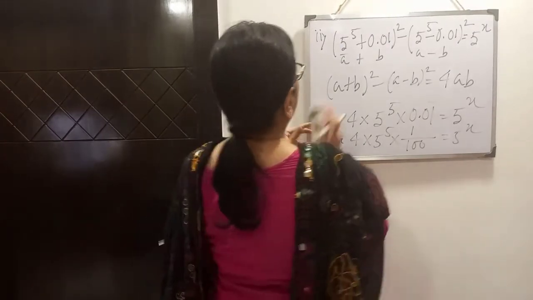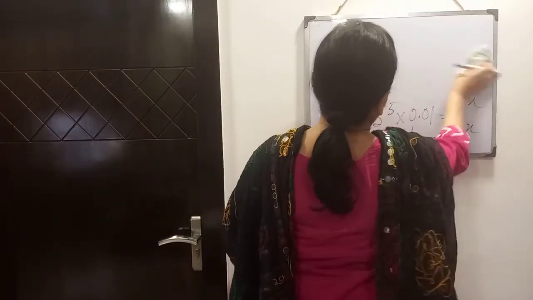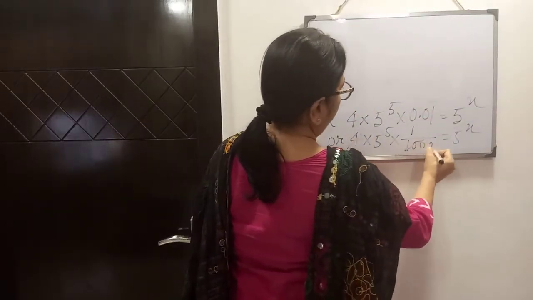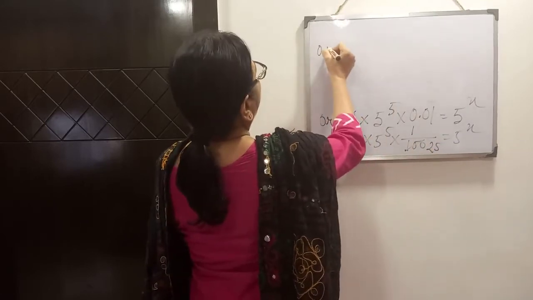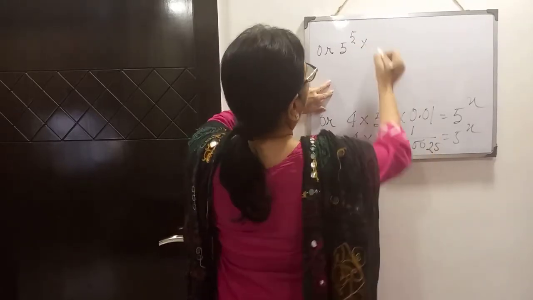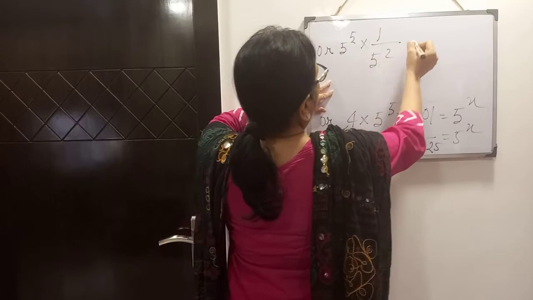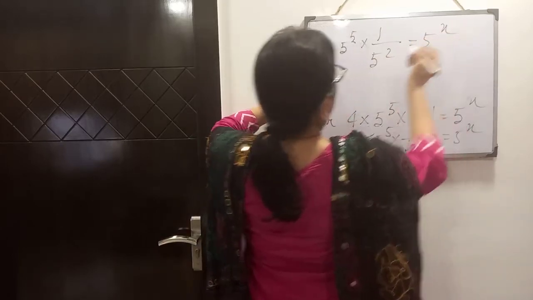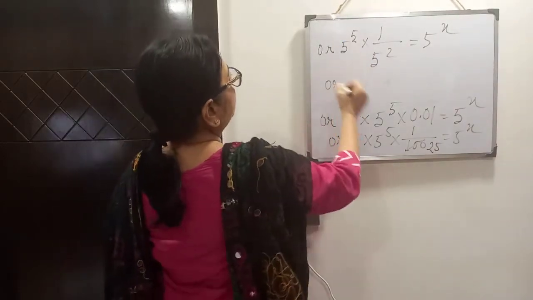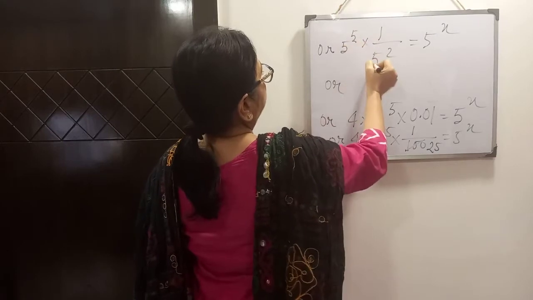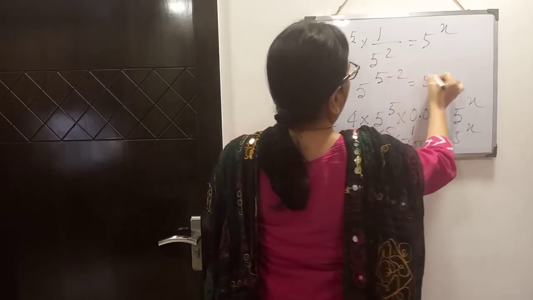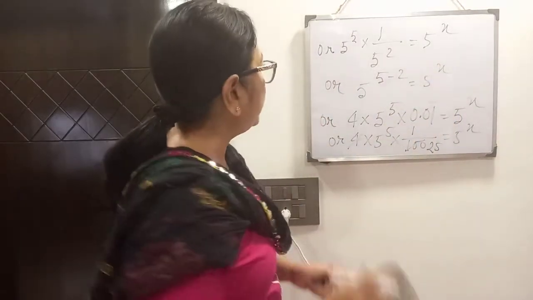Next, we can cancel this 25. 5 to the power 5 into 1 by 25, we can write 5 square. Clear? And the right hand side 5 to the power x. We know in case of division, power will be subtracted. So here we can write 5 minus 2. Clear? This equals 5 to the power x.